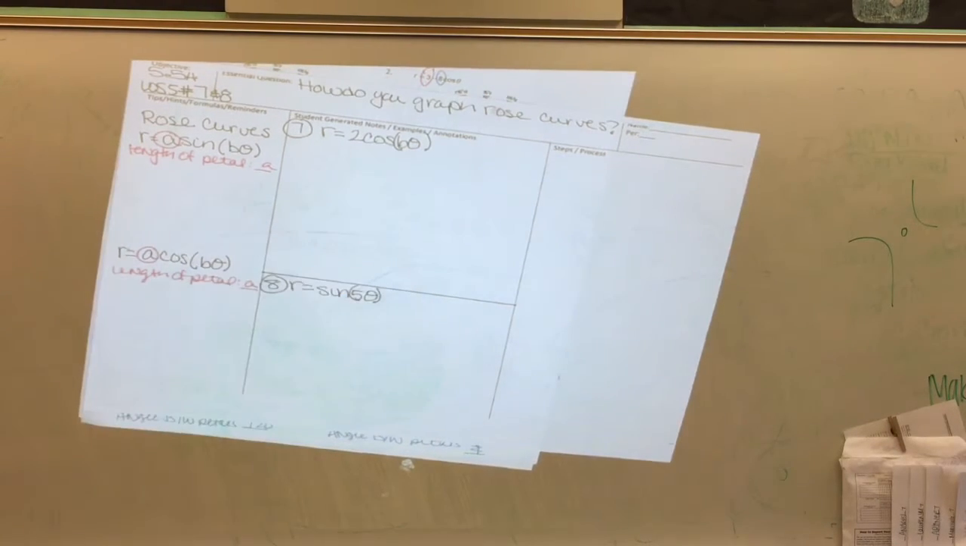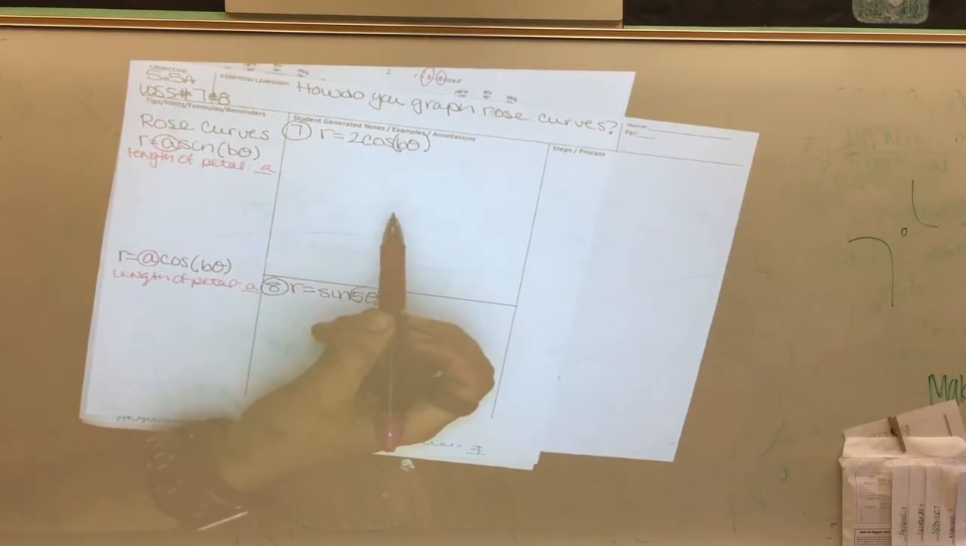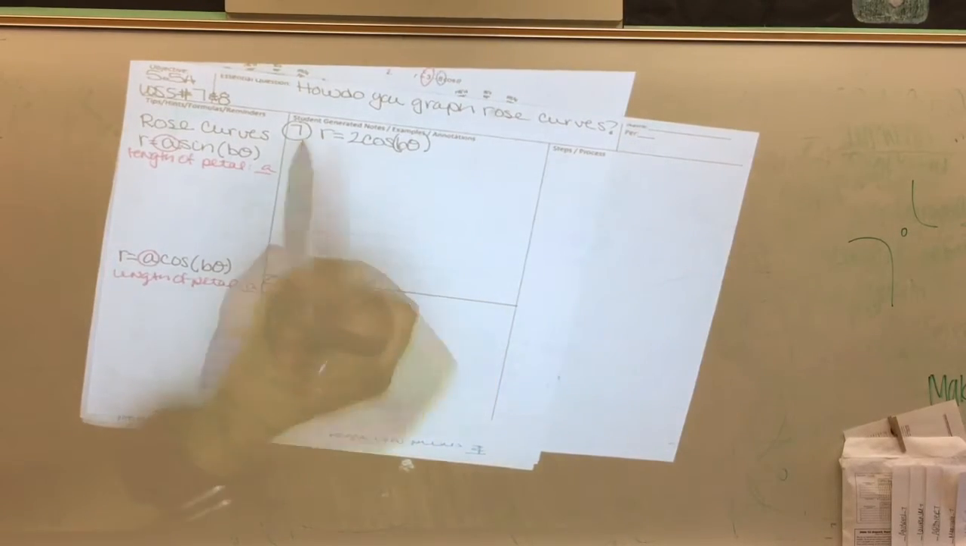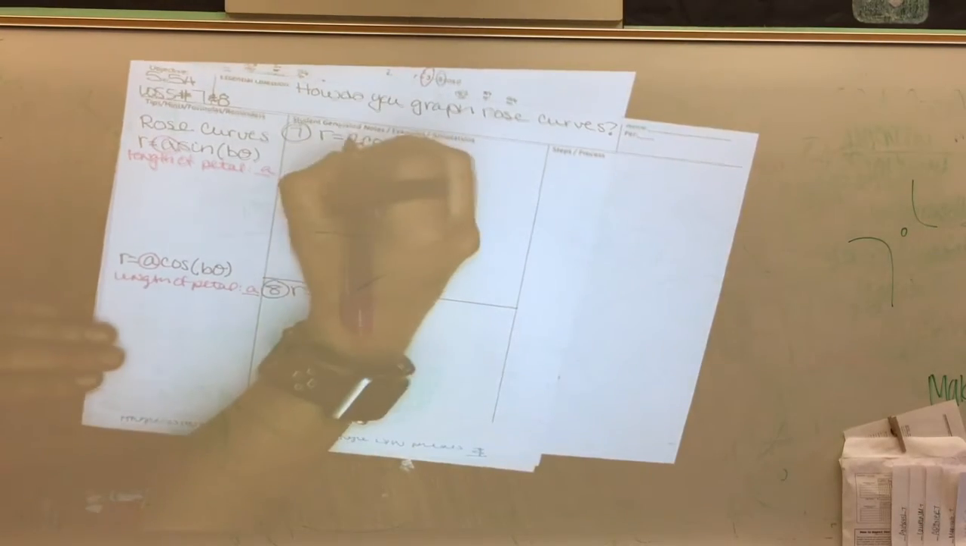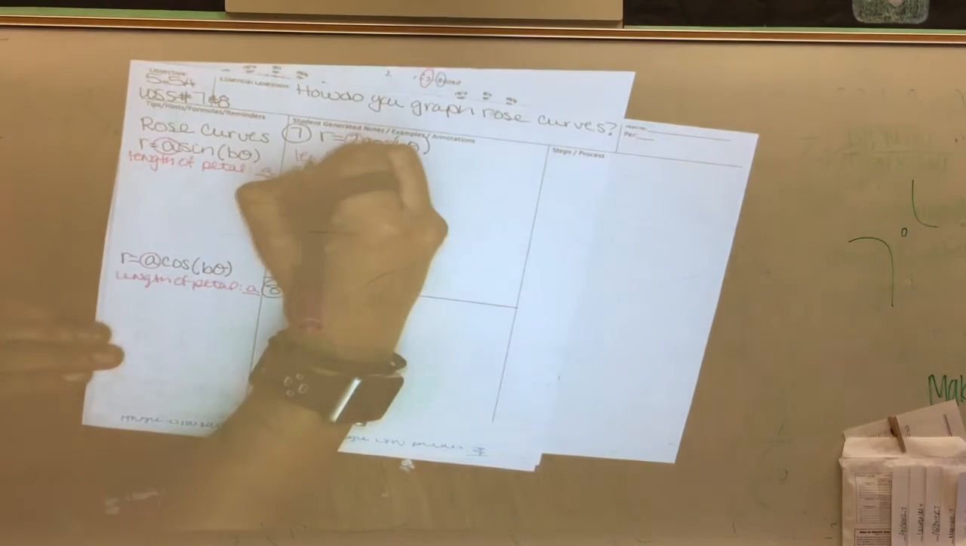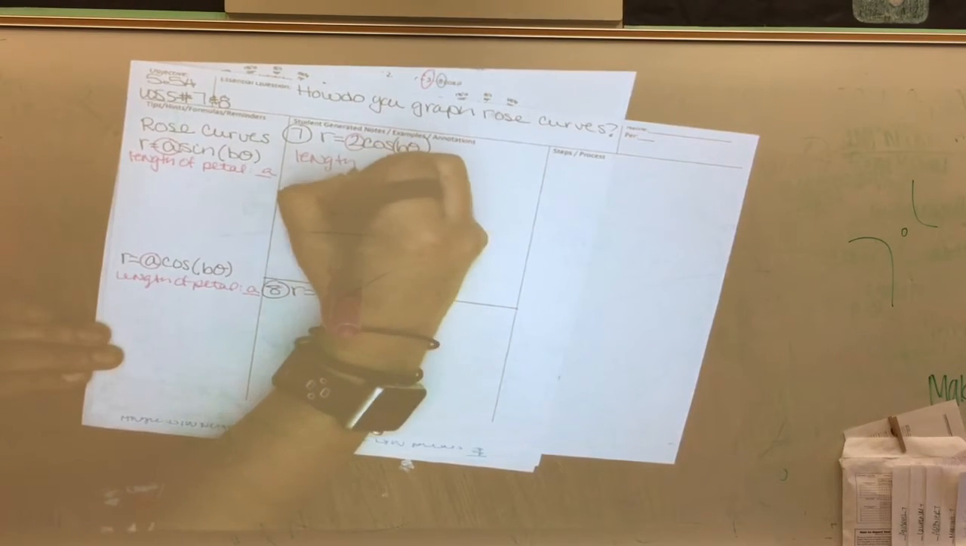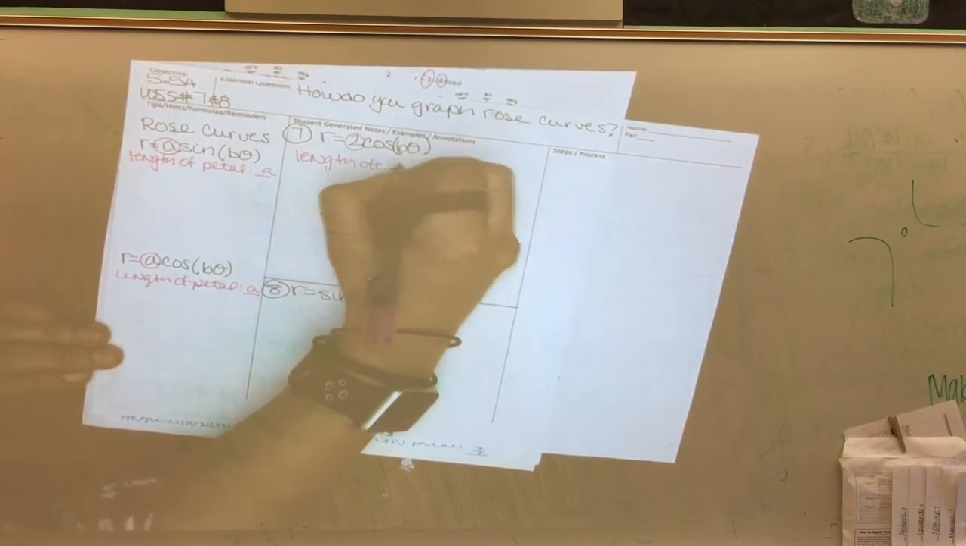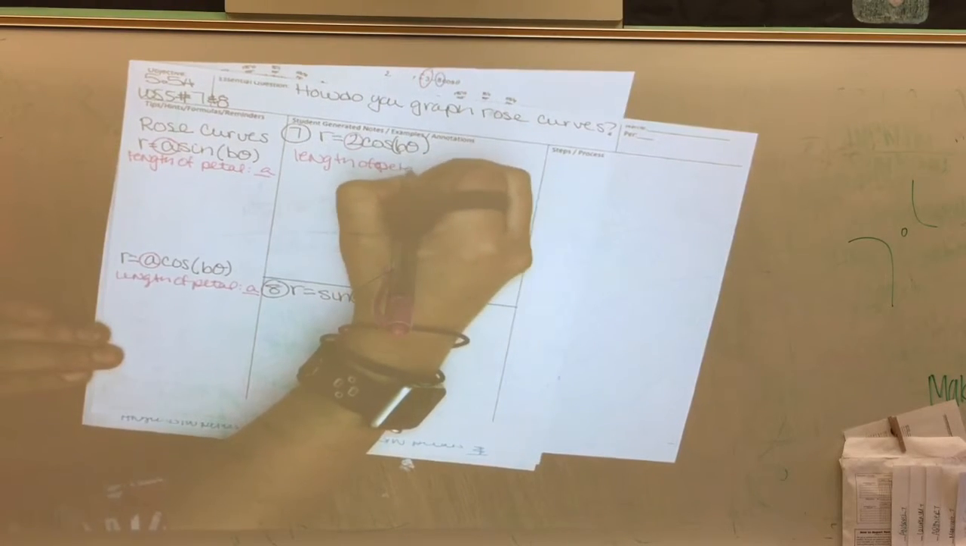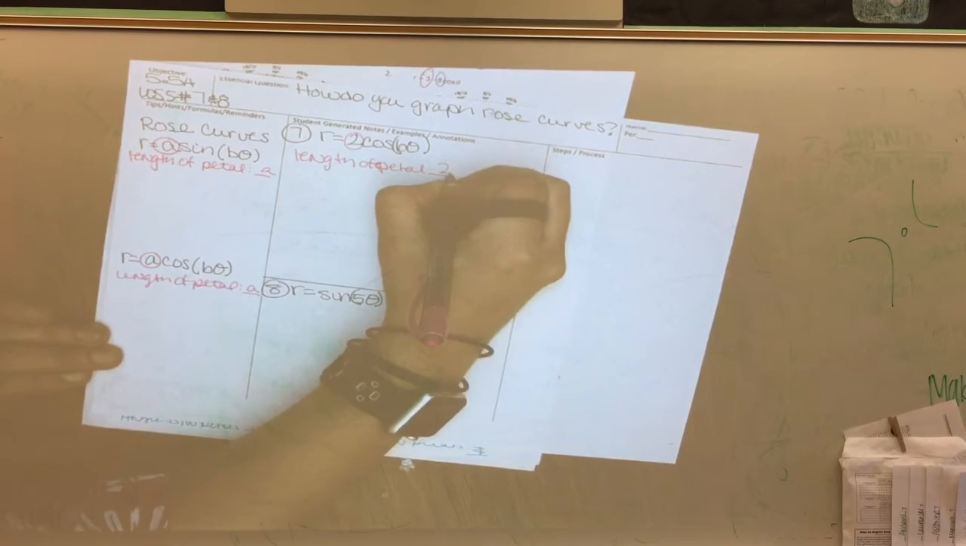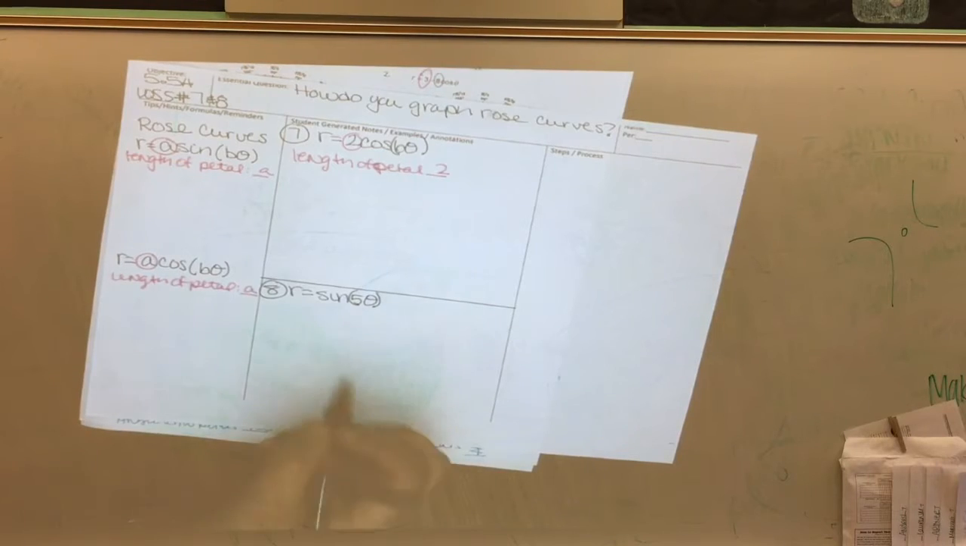All right, so Jack G, what's the length of the petal going to be in example 7? 2. 2, very good. And on the test, there will be a line and it'll say length of petal, and you'll have to put 2. Okay? All right, and then I want to know the length of the petal in number 8. What do you think, Brandon?